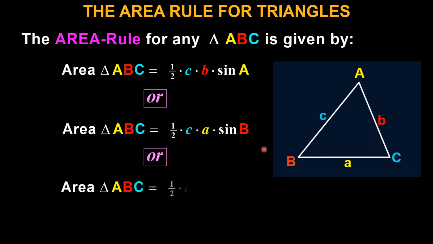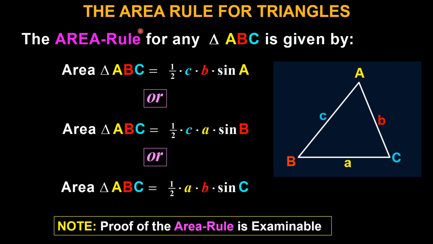Or if we have the 3rd angle, then it will be C, and then I use the a and the b, right? You can see this is triangle ABC. If I have A then I have to use the sides, the lowercase b and c. If I have angle B, I have to use the other two sides there, which is a and c. If I have C, then I use a and b. So all three are the angle with the two adjacent sides there.